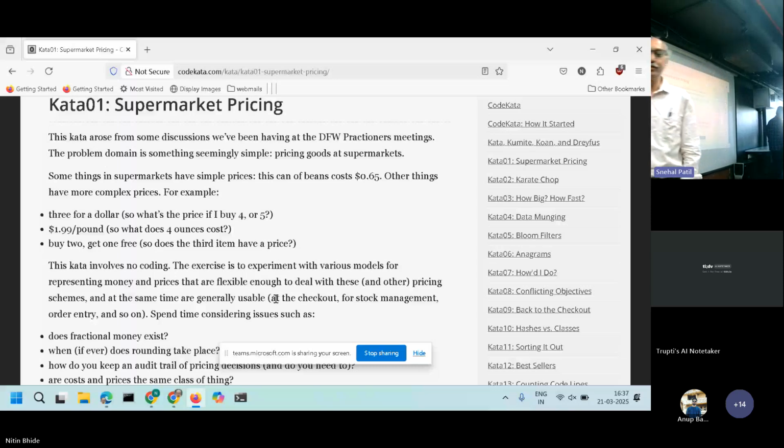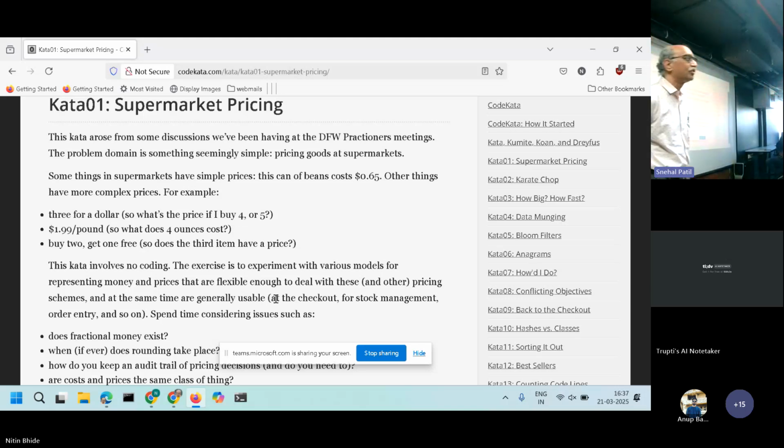So let's start by quickly reviewing the problem and the design principles that we will talk about. This is the problem statement, and the domain is simple: how we price goods at supermarkets or shops. Think of it as a grocery shop. Some things in a supermarket have simple prices, like a can of beans for 50 cents. Other things have more complex prices, like 3 for $1, $1.99 per pound, buy 2 get 1 free.